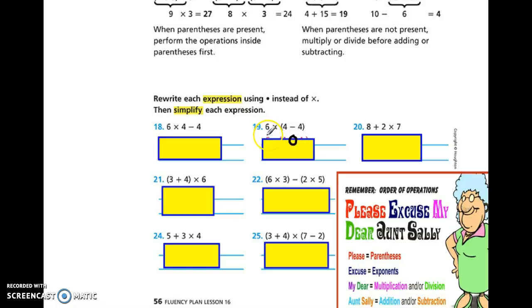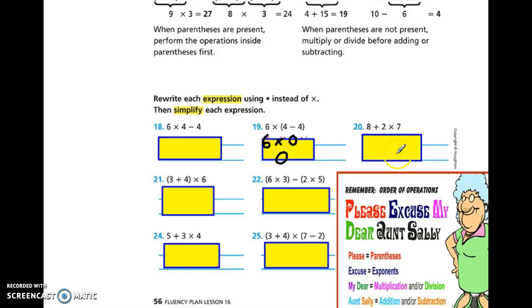Okay, so now I'm left with 6 times 0. So I keep going. Any exponents? Nope. And now I'm on to my dear. Do I have some multiplication? I do. So 6 times 0 is 0. So the correct answer for number 19 would be 0.